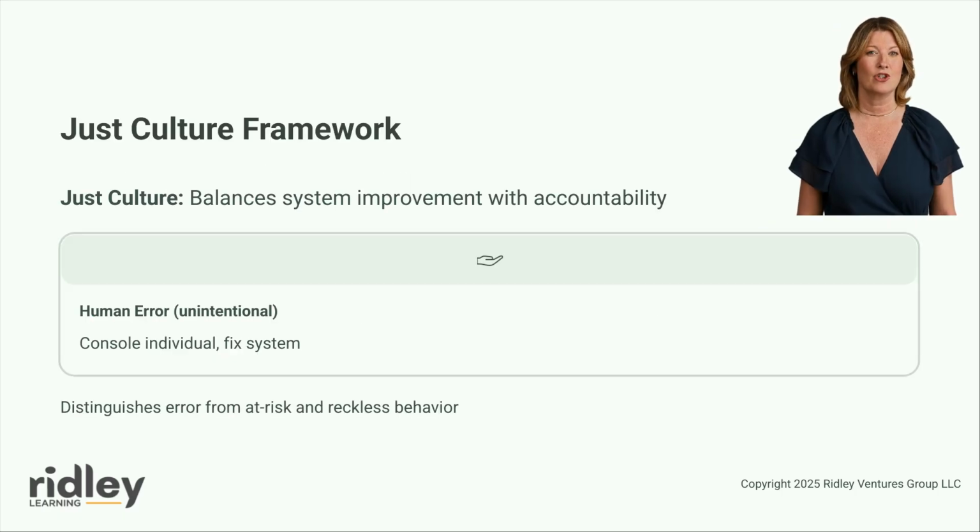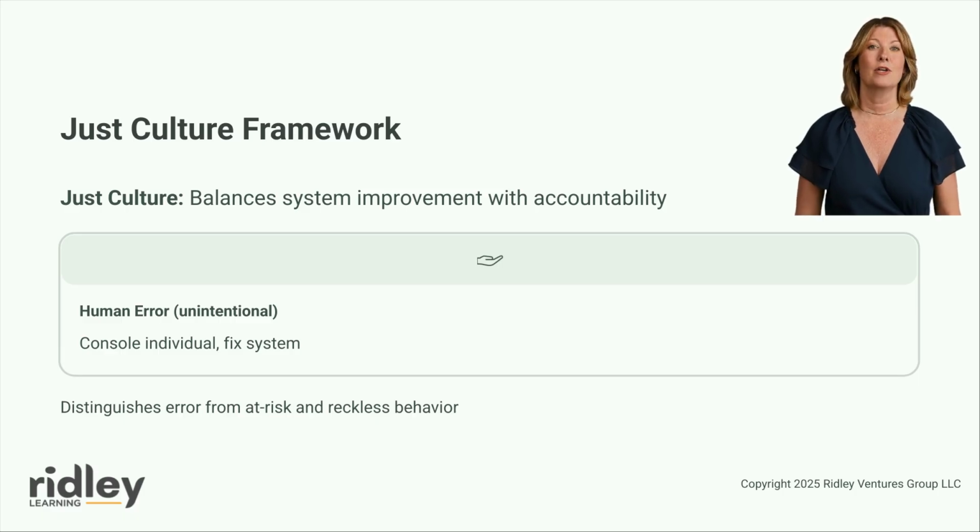Now let's discuss the Just Culture framework, which balances accountability and system improvement. Early in the patient safety movement, the concept of a no blame culture was heavily promoted to encourage error reporting. However, this approach was sometimes criticized for failing to address the need for professional accountability.